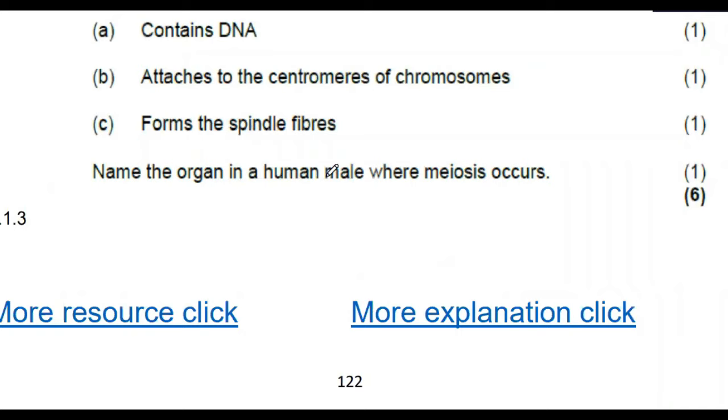Name the organs in humans, male, where meiosis occurs. In human males, it occurs in the testes.